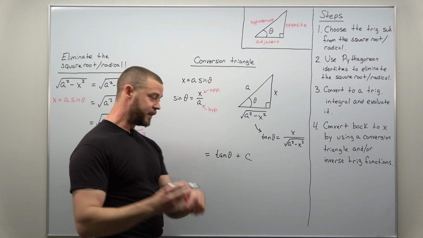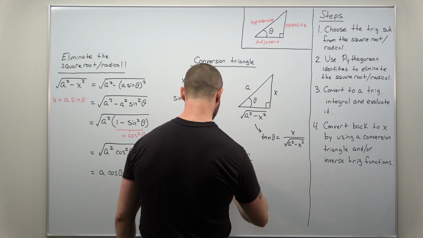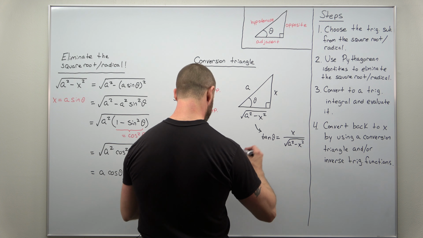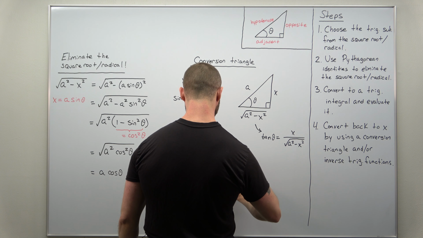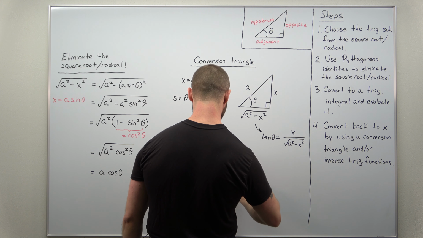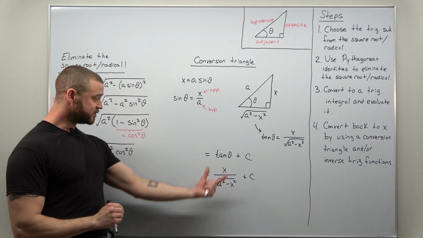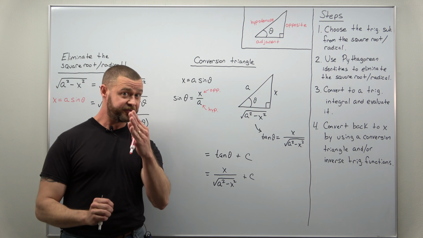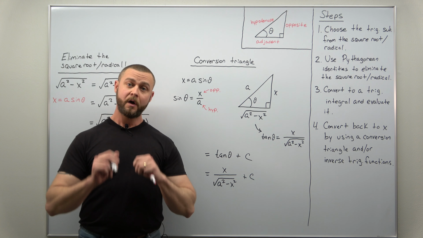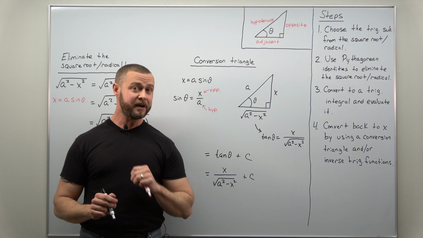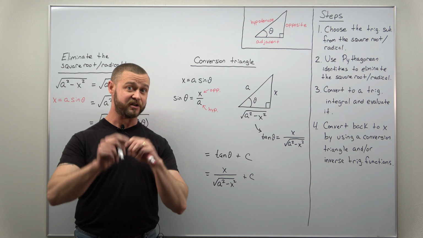And in your final answer, you would convert your function of theta back to x using that. And you might write your answer for that problem as x divided by the square root of a squared minus x squared plus c. And the specific trig functions you get of theta, that depends on the trig integral that you get. All right, so that deals with eliminating the radical for a sine substitution. Let's go ahead and get to the next one, a tangent substitution.